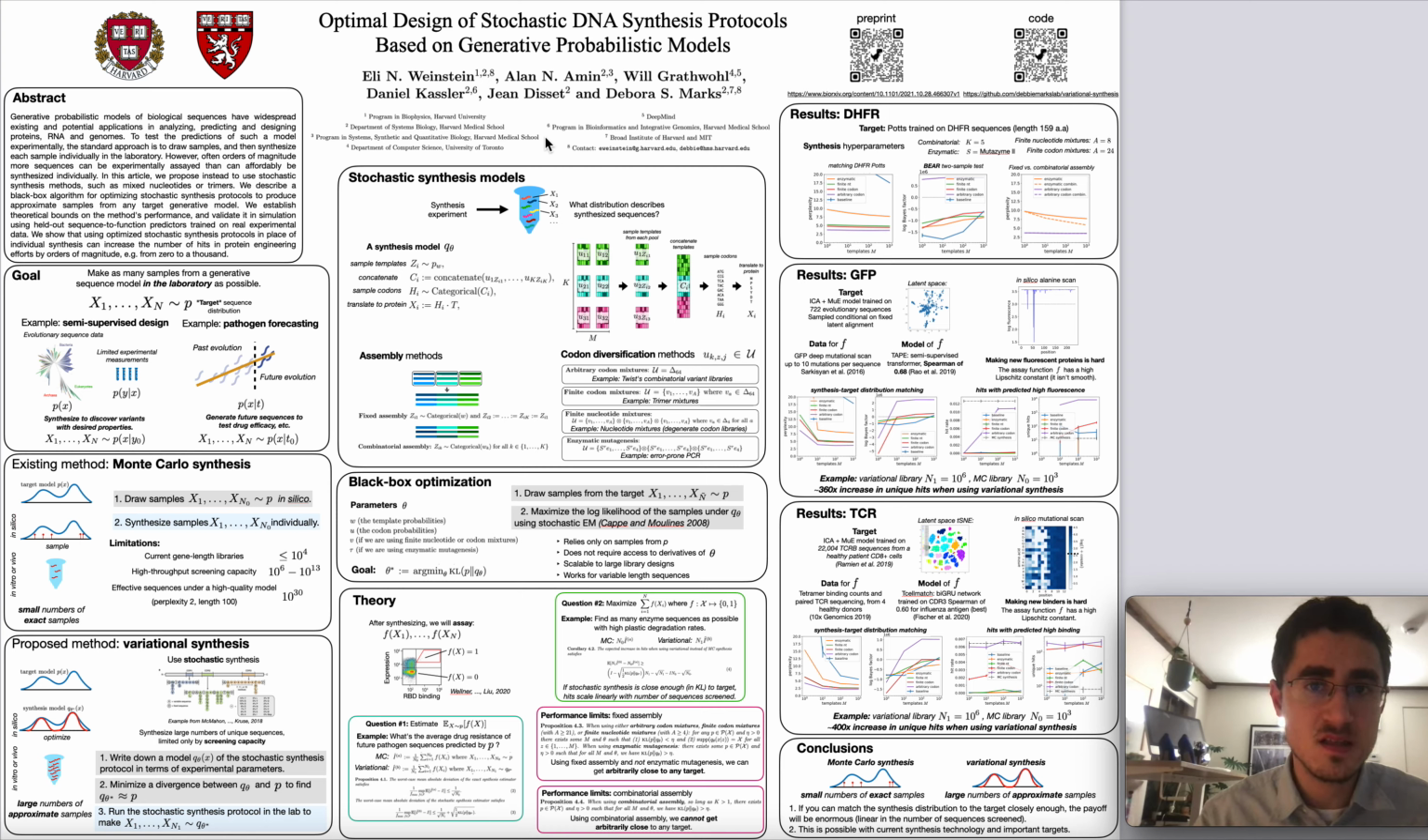The setting of this project is that we're going to be thinking about generative sequence models, models that are probability distributions over biological sequences like proteins, and from which you can sample new sequences. Our goal is to make as many samples from a generative sequence model in the laboratory as possible. So we want to make as many sequences physically as we can that constitute samples from some target sequence distribution P. So why might you want to do this?